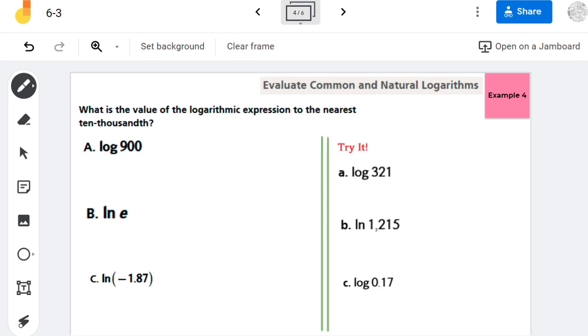In today's video, I'm covering example 4 from section 6-3 in the SavvasRealize Algebra 2 textbook. The goal of today's video is to evaluate common and natural logarithms.